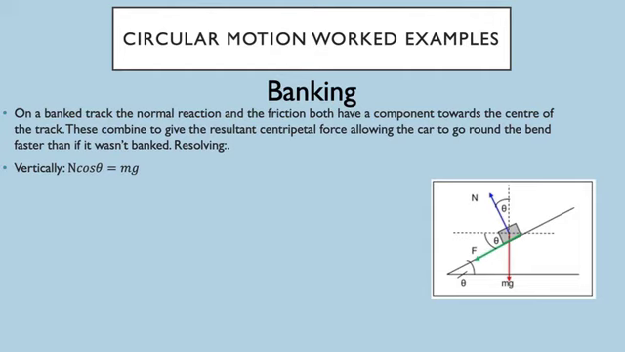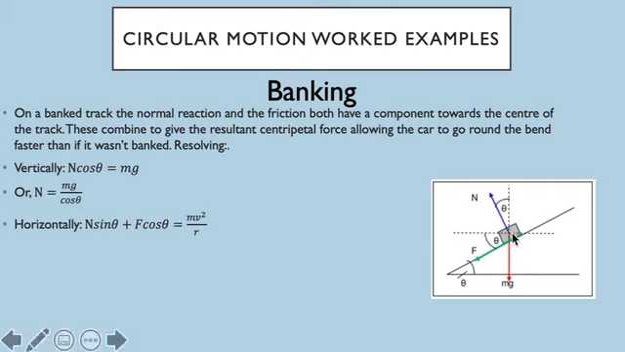Have a look there, you can see that vertically, N, which we're calling the normal force, the force at right angles to the banked track, N cos theta equals mg. So we've resolved vertically there. We've looked at this component up here, and N cos theta equals mg, or we could rearrange that, N equals mg over cos theta. Horizontally, N sin theta plus F cos theta is our centripetal force, which is mv squared over r.